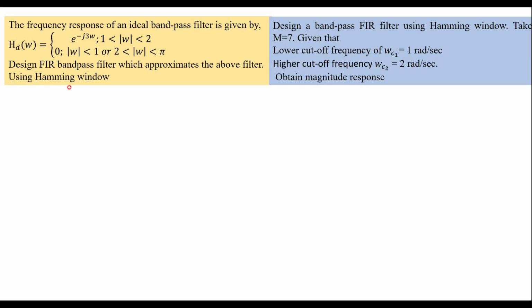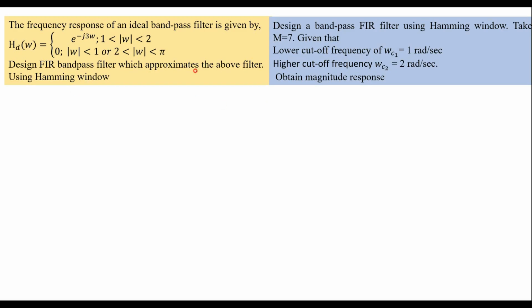In this video, let me consider one numerical on designing an FIR bandpass filter. The frequency response of an ideal bandpass filter is given by HD of omega is equal to e power minus j3 omega for omega in between 1 and 2, and 0 otherwise. Design an FIR bandpass filter which approximates the above filter using a Hamming window.